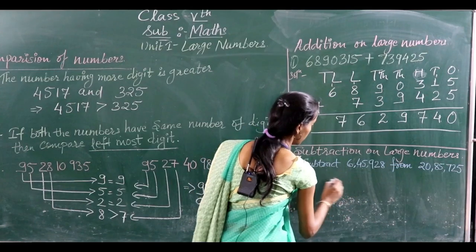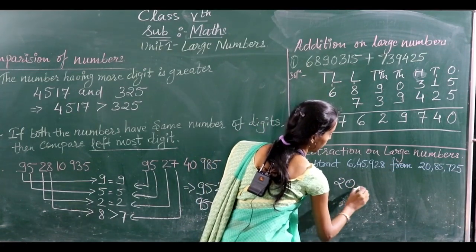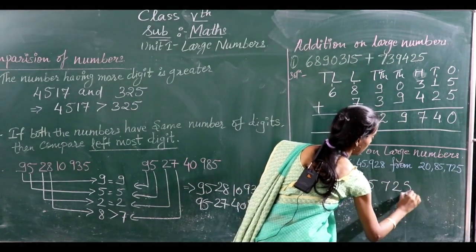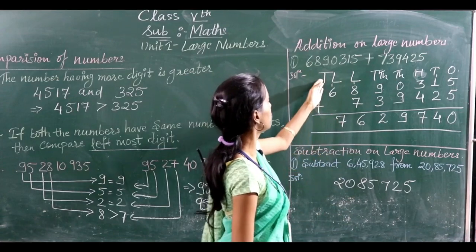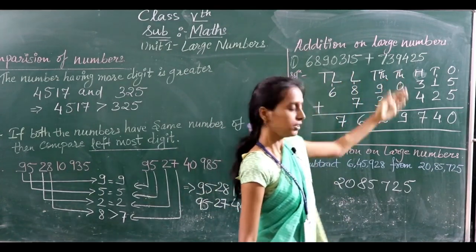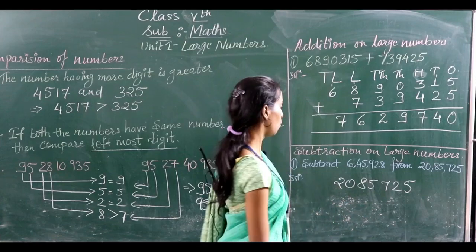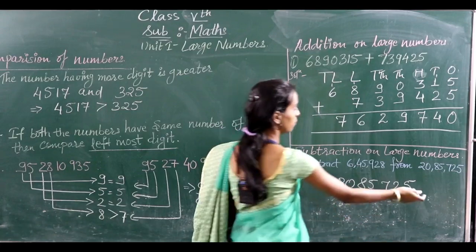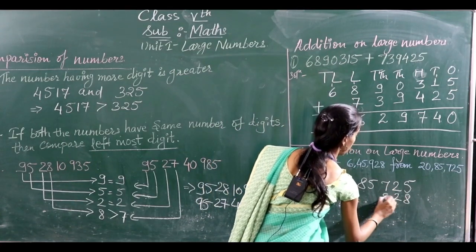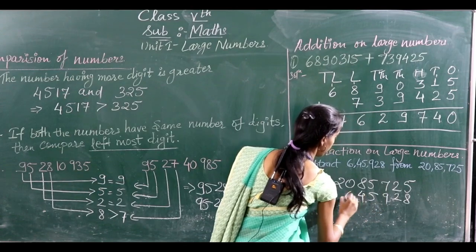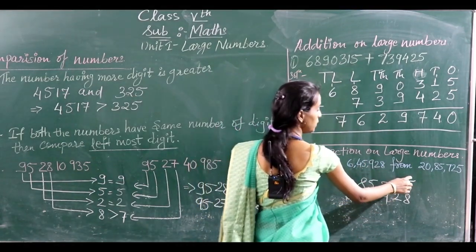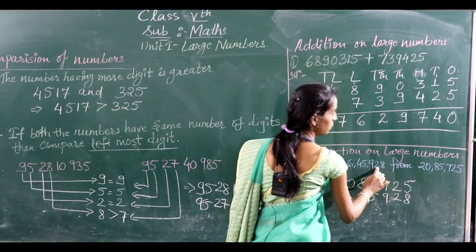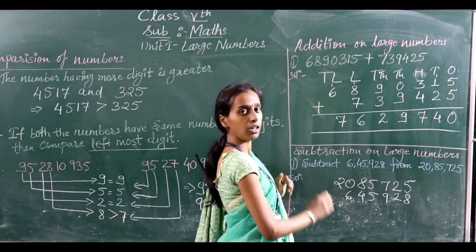So we will write here 20 lakhs, 85,725. You can also make 10 lakhs, lakh columns here like I did in addition, you can do it in subtraction also. Now another number, 6,45,928, start writing from this side: 8, 2, 9, 5, 4 and 6. That means in ones place you will get both the ones digits, in tens place you will get both the tens digits. In this fashion we will continue.